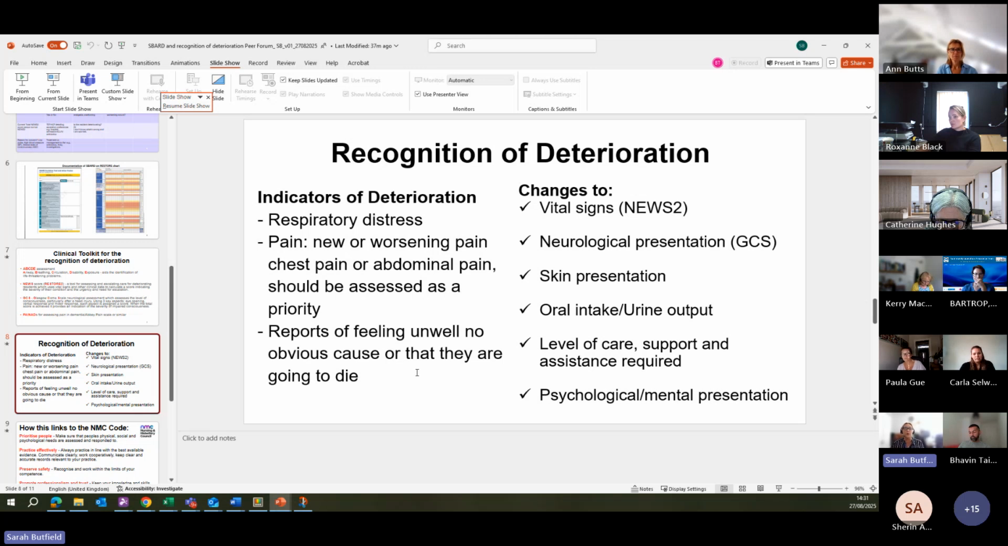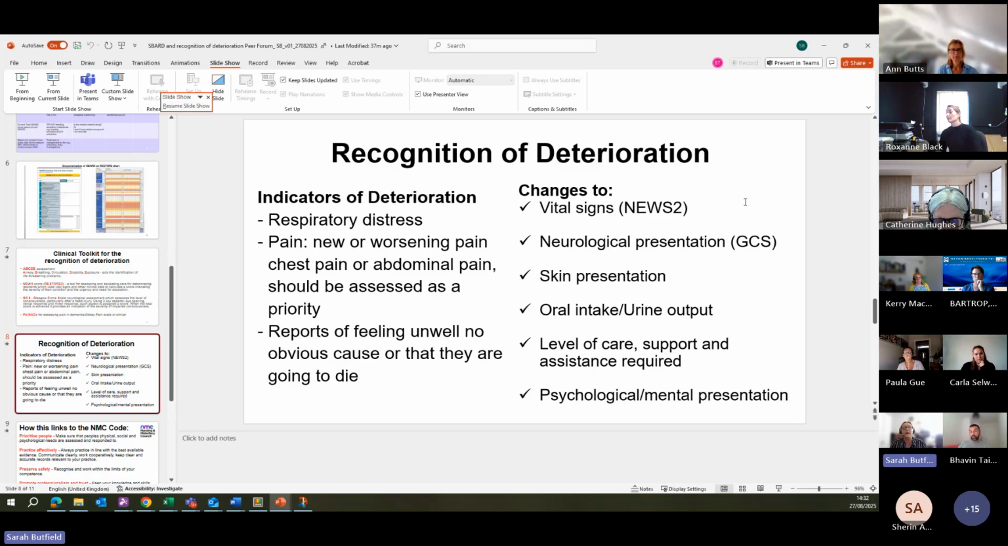But there are some very easy, recognizable signs of deterioration. So the most obvious ones would be someone who is in respiratory distress, someone who is experiencing pain, whether that's a new or a worsening pain, and someone who is feeling unwell. And often the phrase that I've heard quite a few times as a call handler was, I feel like I'm going to die, especially from someone who's living alone. They haven't got any chest pain or anything like that, but they can feel there's something wrong in their body, and they will make the call and they say, I think I'm going to die. And that, you know, is a huge trigger to get them assessed.